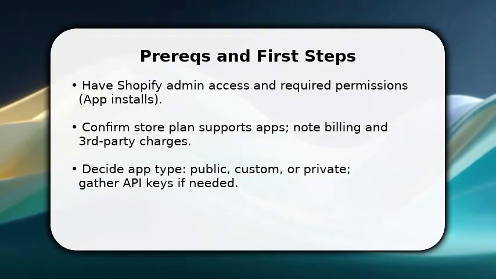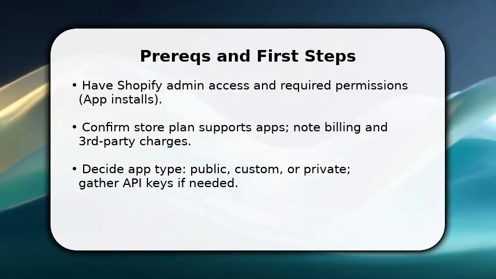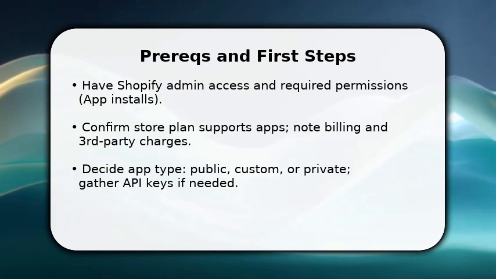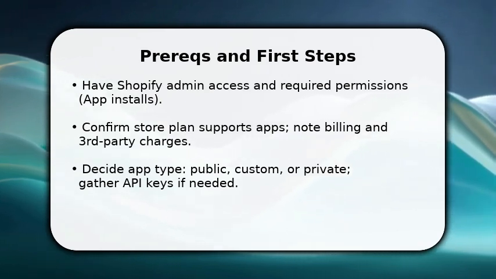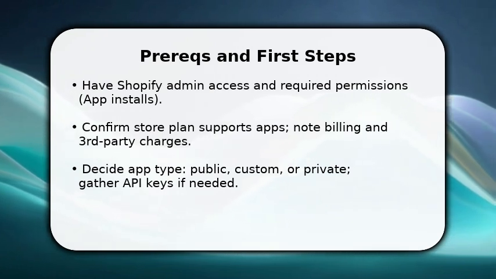You need admin access and the right permissions. Once you confirm that, go to your Shopify admin and open the apps page. First, decide whether you're installing a public app from the App Store or a custom/private app you built. If it's custom, make sure you have API credentials and the app's install link ready.